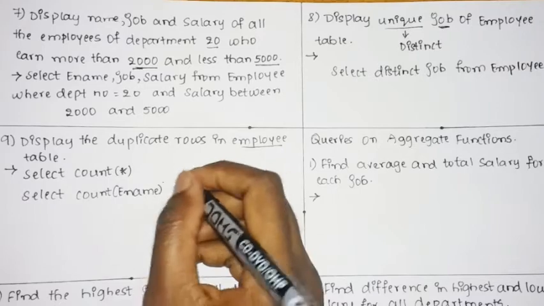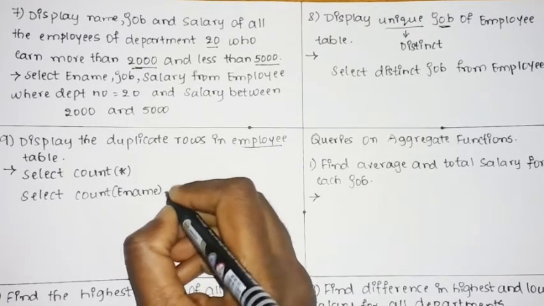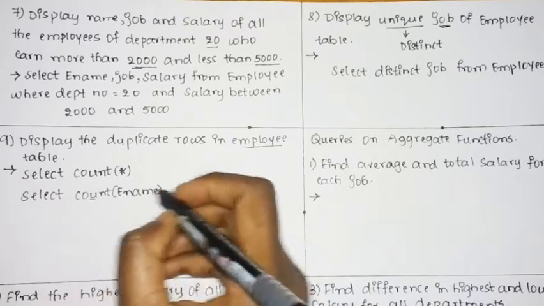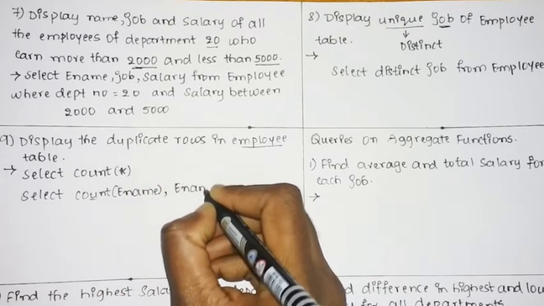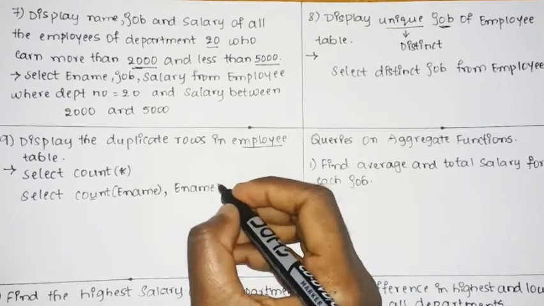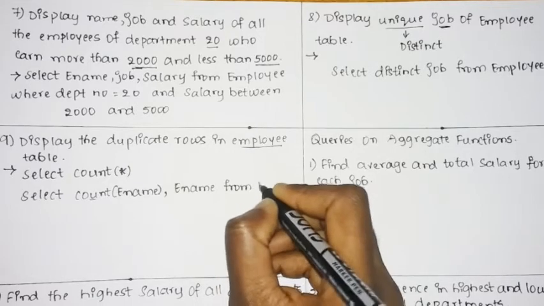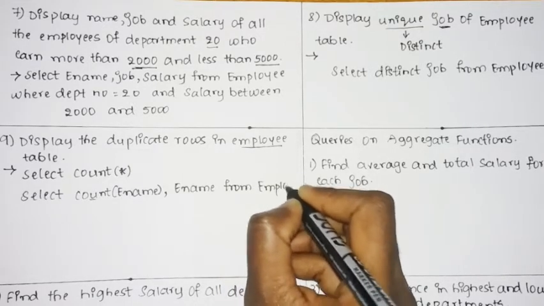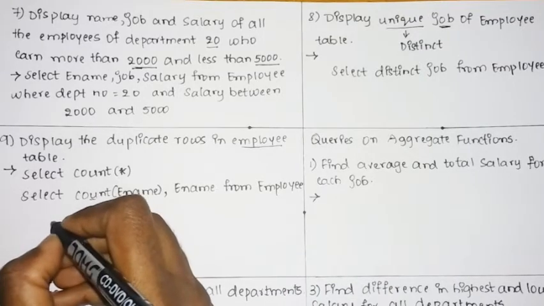So select the count of employee name. You need to display the count of employee name, then you need the name of the employee. So select count of employee name, e name, from the table employee. So from employee, then after that you need to group by.